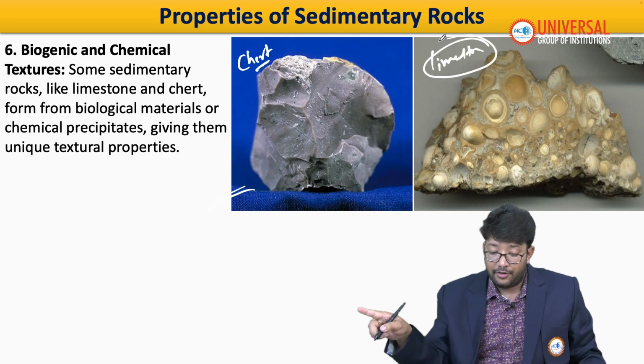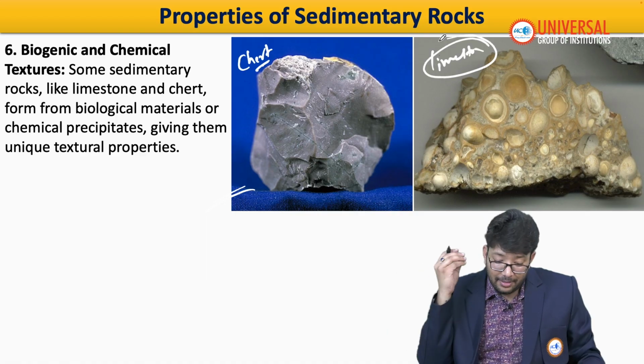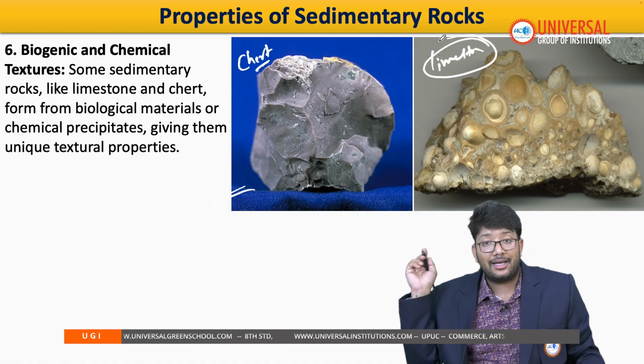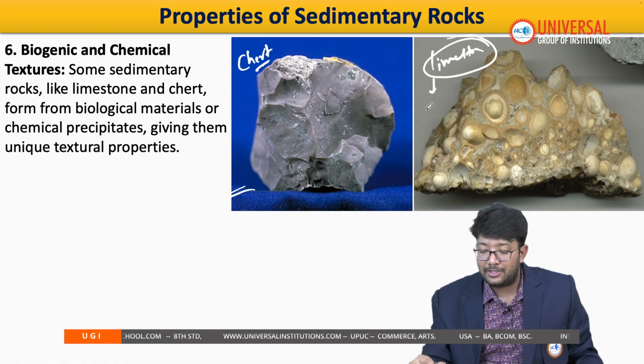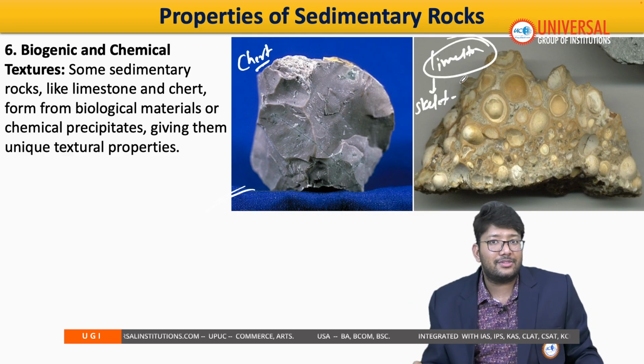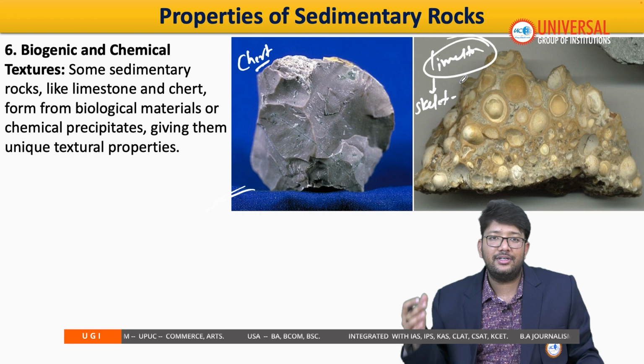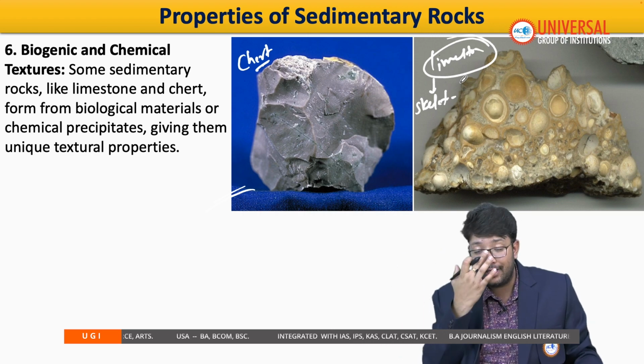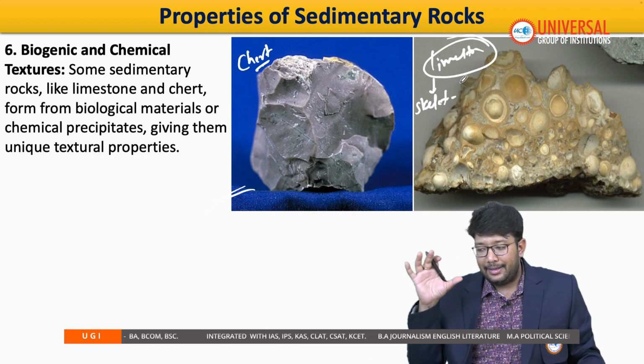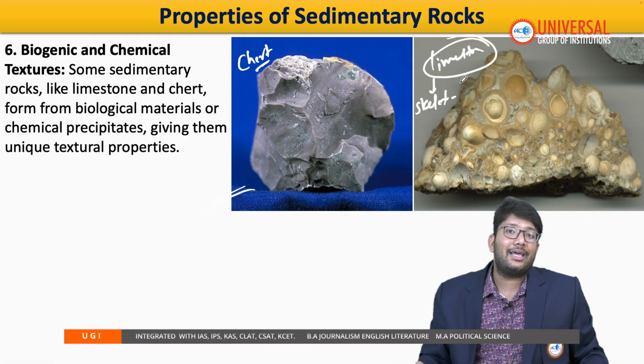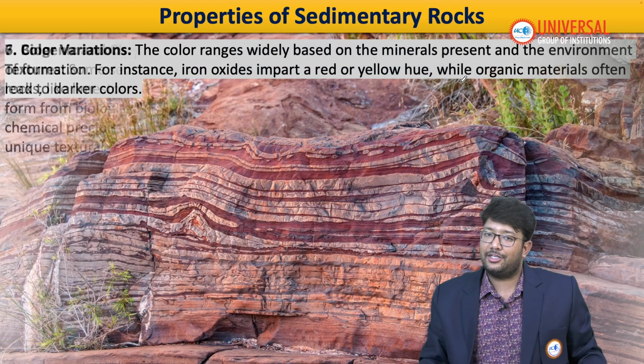These are formed from where? From biological materials. Like I told you earlier, limestone is made up of the skeletons of aquatic organisms, like plants and fishes, seahorses. I told you about coral reefs and all these. So sedimentary rocks will have chemical texture and biogenic texture also.